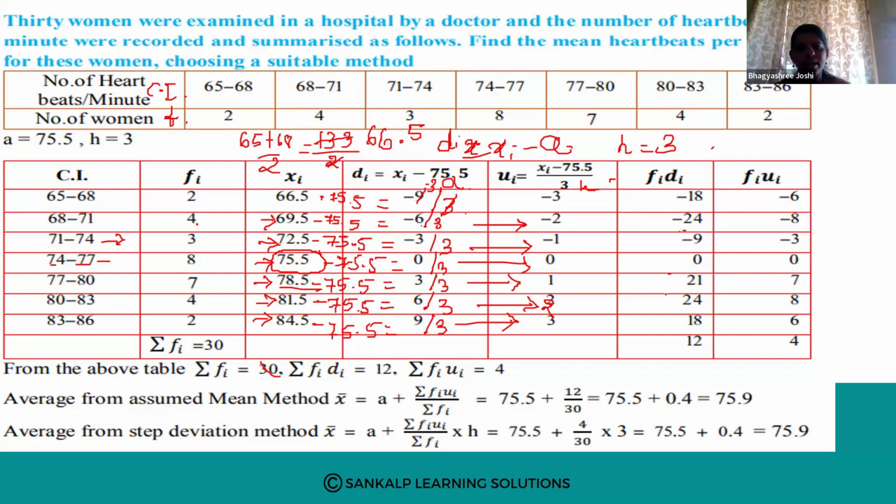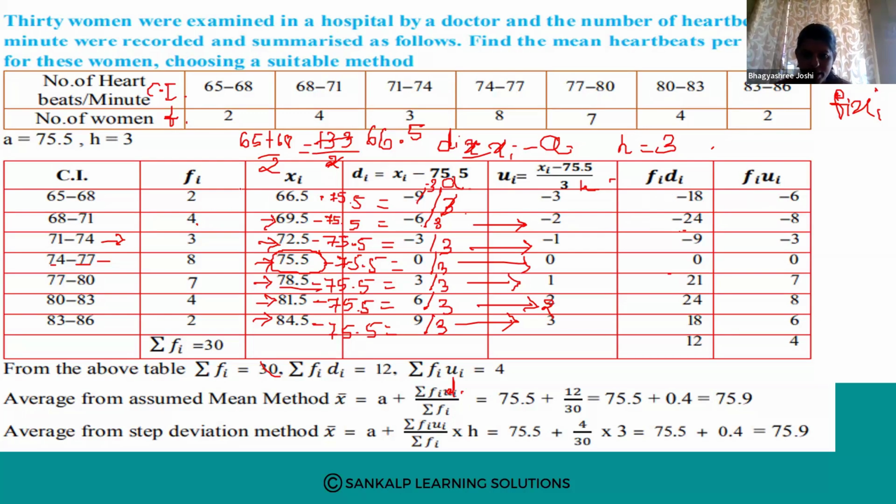If you want to use the direct method, for that we'll calculate Fi and Xi. But here we are calculating by using assumed mean and step deviation method. So any method you can use. Okay. So here this is one type of example for step deviation and assumed mean method. So for assumed mean, we want sigma Fi di, right? And for step deviation, sigma Fi ui. So for that, we'll calculate Fi di and Fi ui.